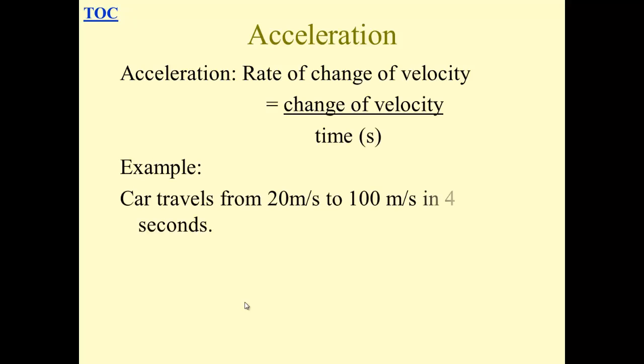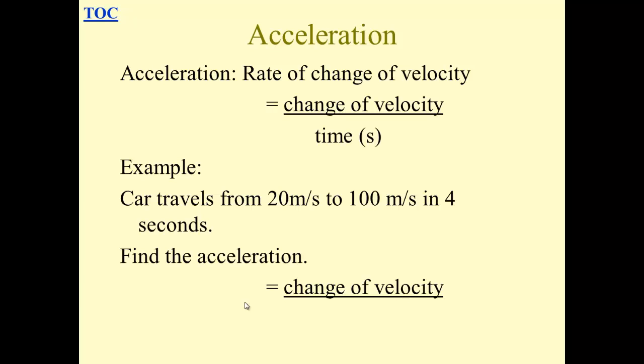An example. If a car travels from 20 meters per second to 100 meters per second in 4 seconds, what is the acceleration? So the change of velocity, which is from 20 to 100, which is 80, divided by the time taken, which is 4 seconds. So it's going to be 80 divided by 4, which is 20 meters per second every second.